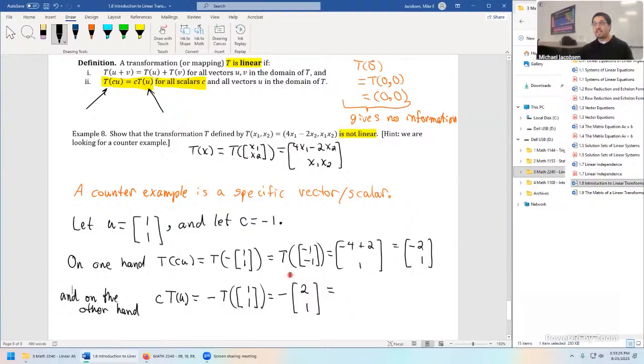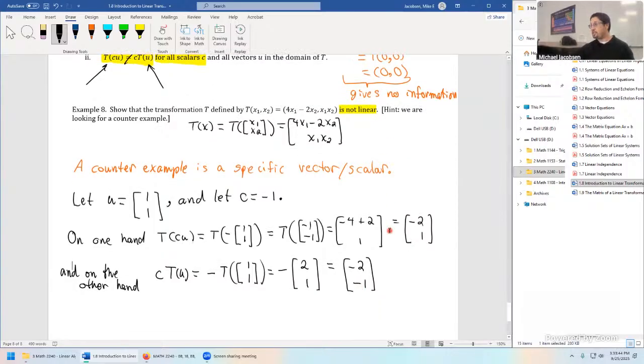And looks concerning, except remember we're scaling the whole vector. This will turn into -2, -1. That's good because now T at C times U is -2, 1. C at T times U is -2, -1. We've broken the equality right here. We just have to write down our punchline. This shows T at CU is not equal to CT of U. And so T is not linear.